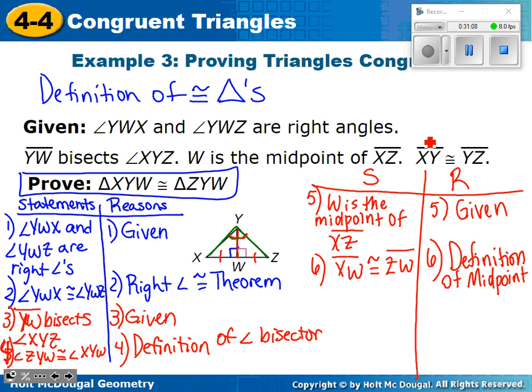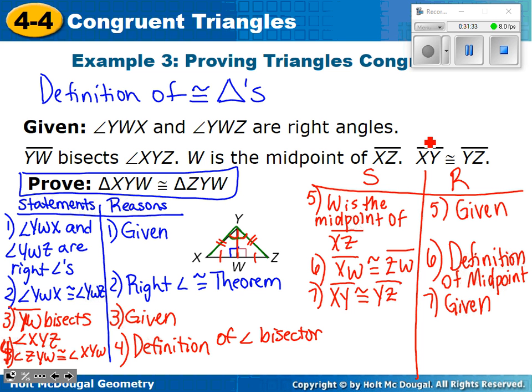So now we have 2 angles and 1 side. Where do we want to go next? We have another given. So number 7. XY is congruent to YZ. And that is given. So XY and YZ, mark your picture. XY, 2 marks. YZ, 2 marks. Don't use the same number of marks.